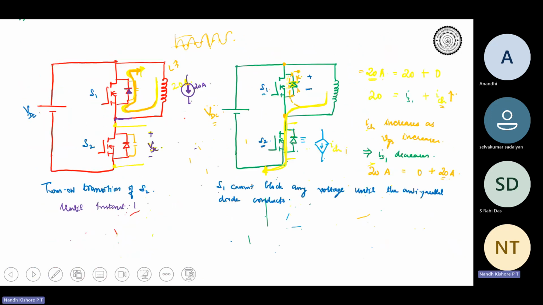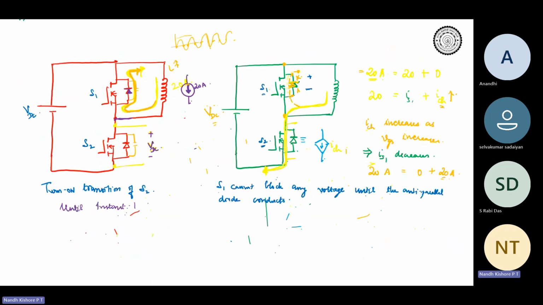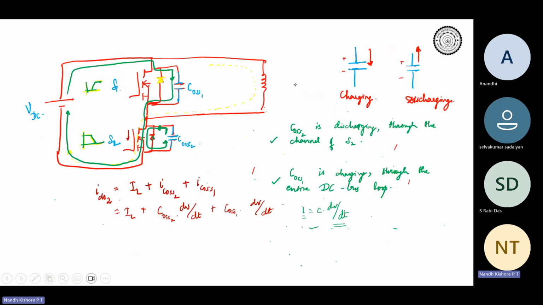Okay, fine. There is one more thing. At this instant, when the antiparallel diode stops conducting, this is after all a diode. You know that when a diode stops conducting, it will not go to zero directly. There will be reverse recovery, correct? Reverse recovery is a negative current between anode to cathode, or a positive current between cathode to anode.